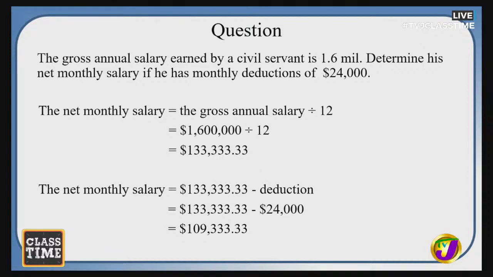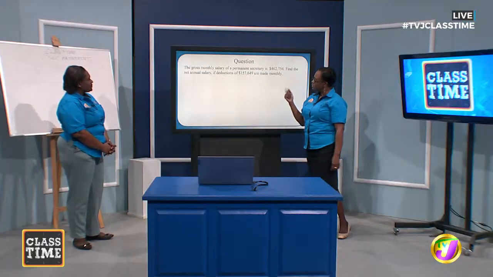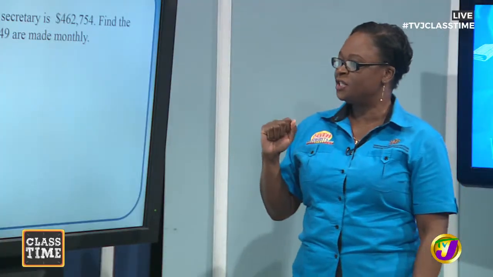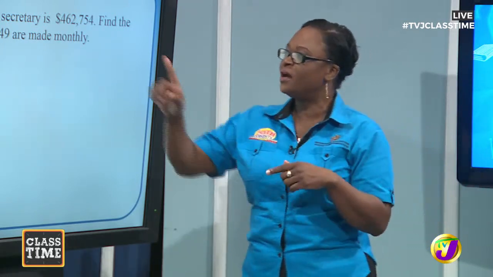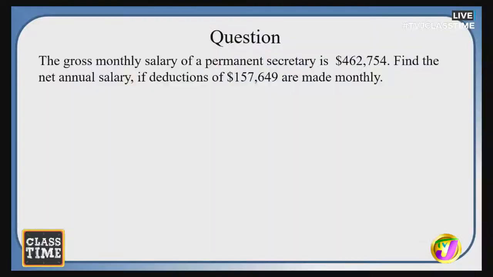109,333 cents. Right. So this is our net monthly salary. Okay. Yes. I get you. Okay, so for the next question now, we have the information here, but it is just a little different because we're not dealing with the gross annual, we are here dealing with the monthly. Right. So this is what the permanent secretary takes home before the deduction. Yes. Okay, so I want to know what is their gross net, find the net annual salary.